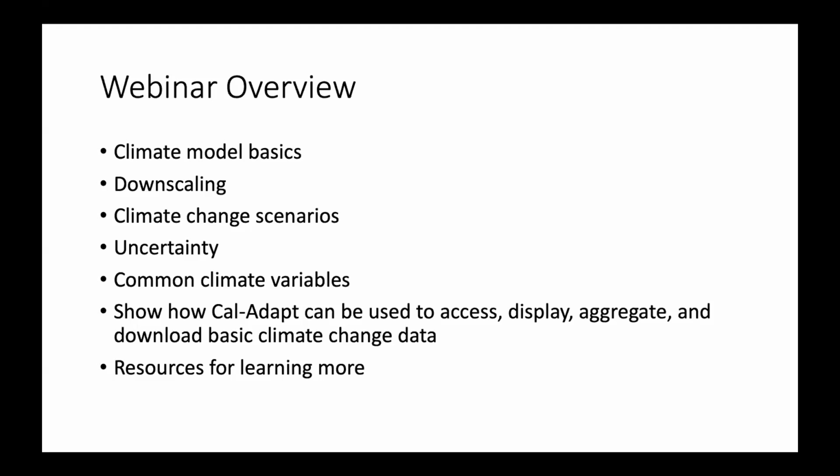We'll be talking about climate model basics. What is a climate model? Why do we do them? What's in a climate model? We'll talk a little bit about the downscaling that takes big climate model data and turns it into localized products that people can use for adaptation and resilience planning. We'll introduce the concepts of climate change scenario pathways and uncertainty in climate modeling and what that means for you as an end user of climate data.